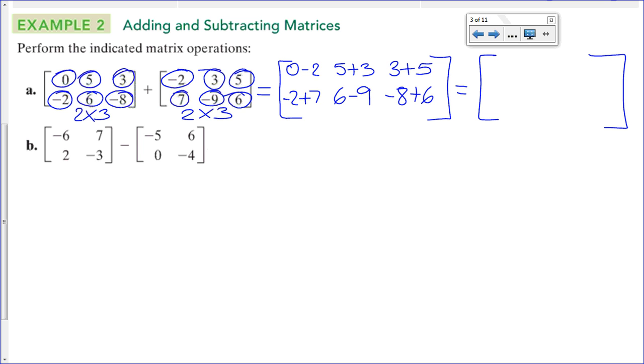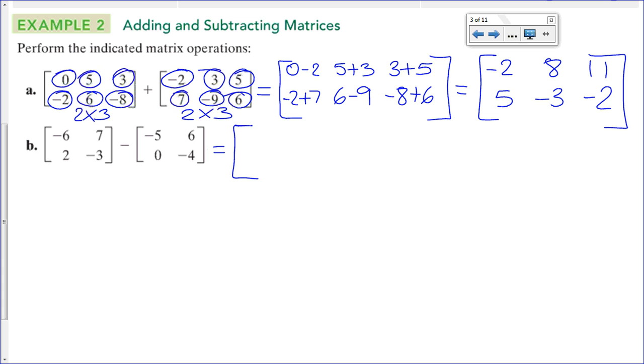So my resulting, I was going to say product, but what I get from adding those two matrices will be -2, 8, 11, 5, -3, and -2. Next one.